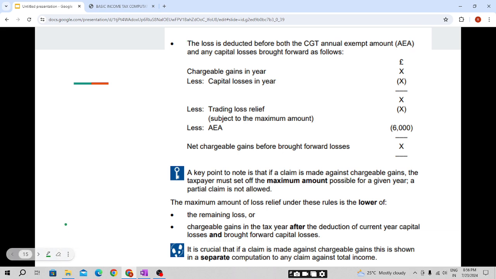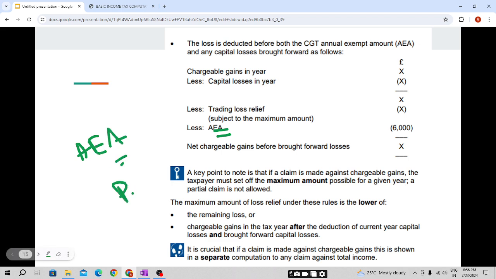No issues. Now, chargeable gains in the year. Chargeable gains means if I am selling any asset, I get a gain in that year, whatever is my chargeable gain. Then the second step is less capital loss in that year, less trading loss relief. So in this format, we calculate our chargeable gains on which we will be taxing. This is the format. So current year gains less current year capital losses less trading loss relief, subject to a maximum amount. This maximum amount we need to learn. What is the maximum amount which we can claim? Then less AEA. AEA is annual exempt amount.